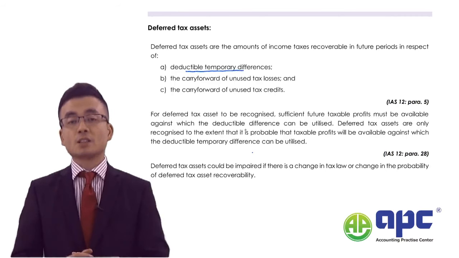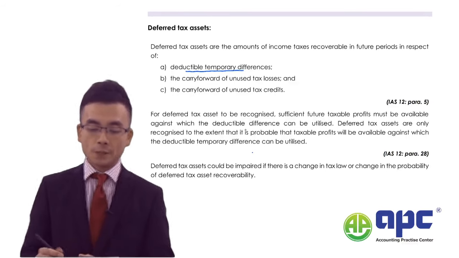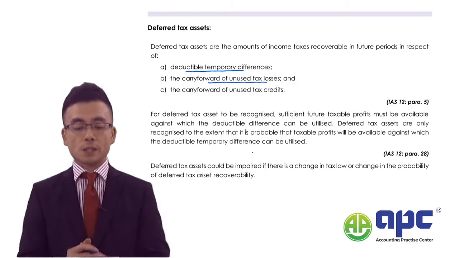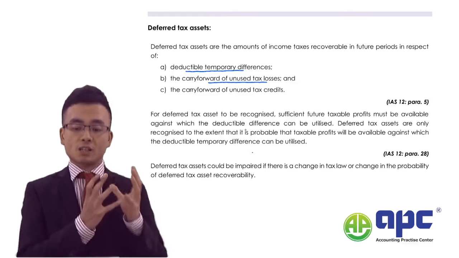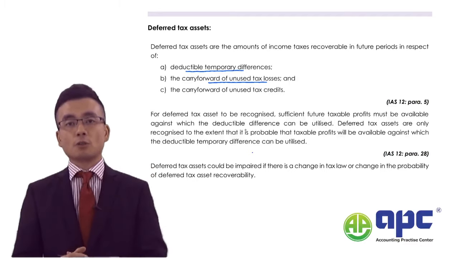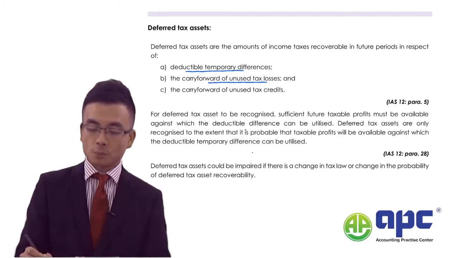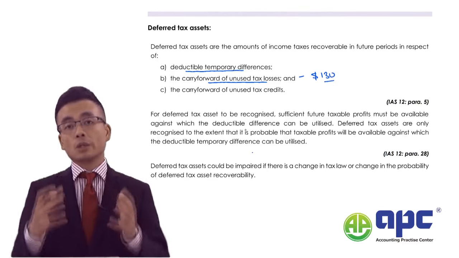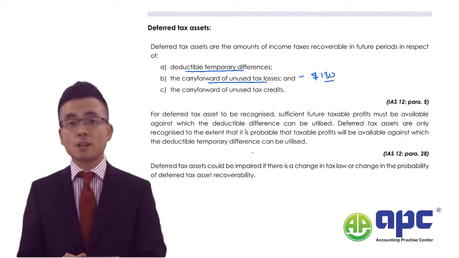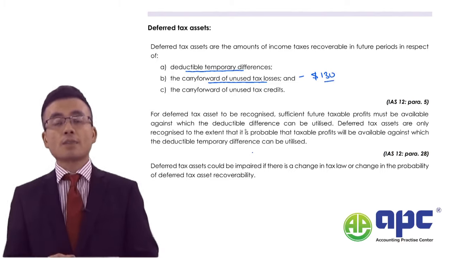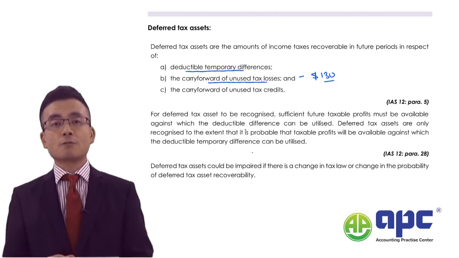But sometimes the deferred tax asset can also mean the carry forward of the unused tax losses, which means that previously we've got tax losses and we can carry this forward to set off against future taxable profit. So for example, $130. If this is the case, then we can save $130 of taxes at some point in the future. We can provide that $130 as the deferred tax asset.